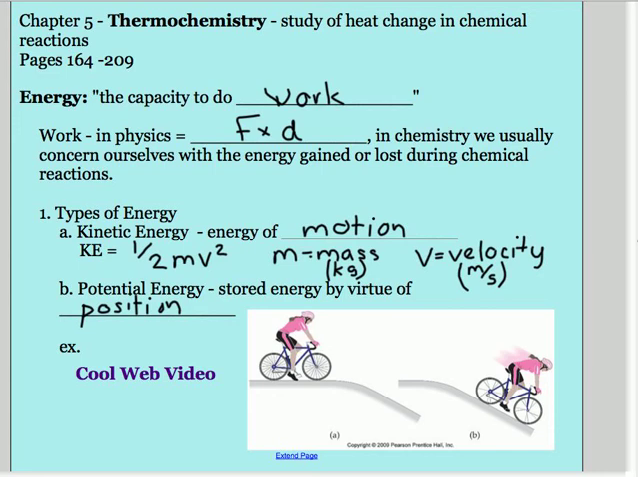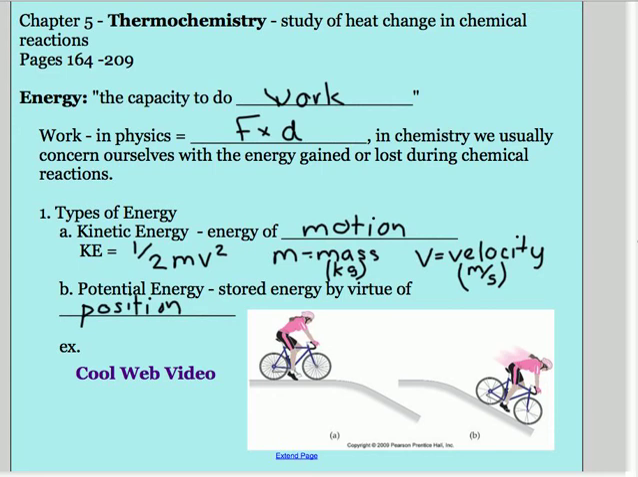If you take physics, or you have already taken physics, you'll find out that work is a force times a distance. And literally, if you don't move an object in physics, you're not doing any work. In chemistry, we talk about work being done by a chemical reaction. So is something expanding, is something compressing, that kind of stuff. We also talk about how energy is gained or lost during chemical reactions.